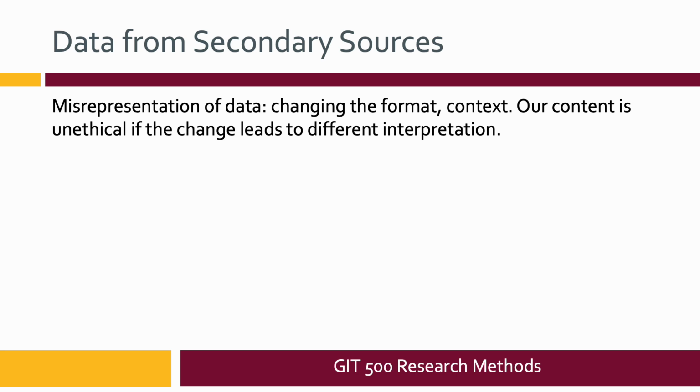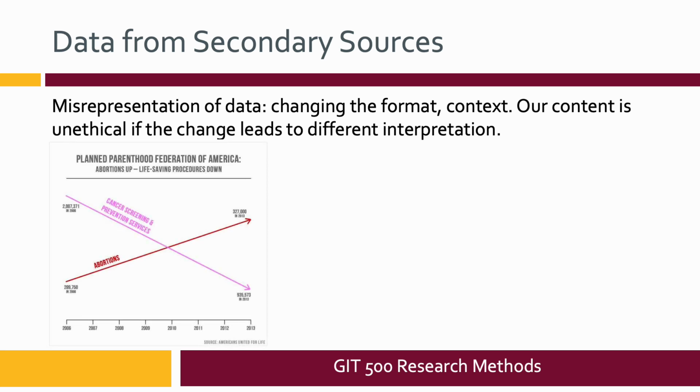So misrepresentation of data also happens. You might get data and cite it properly, but you may not present it in the same way, so that you can get a different interpretation. Here's an example of a group that is anti-abortion, and they're critical of Planned Parenthood. Whatever your beliefs are, that's not what we're talking about really. But you can see it looks like in this that cancer screening and prevention services is way down and abortions is way up, right?